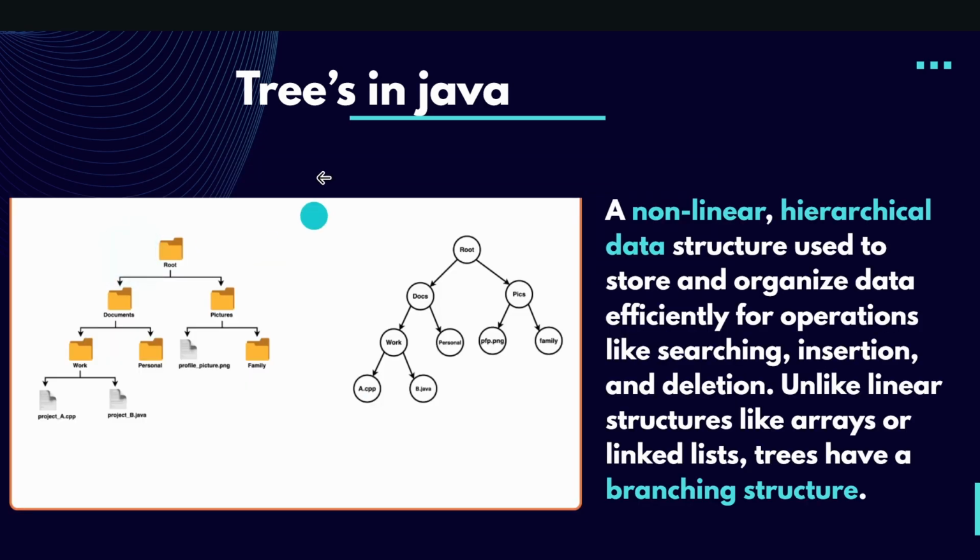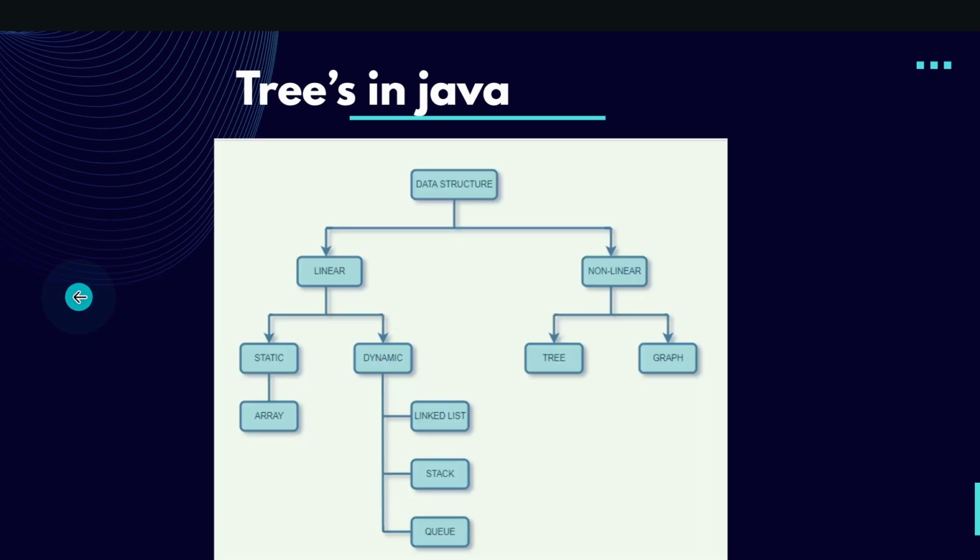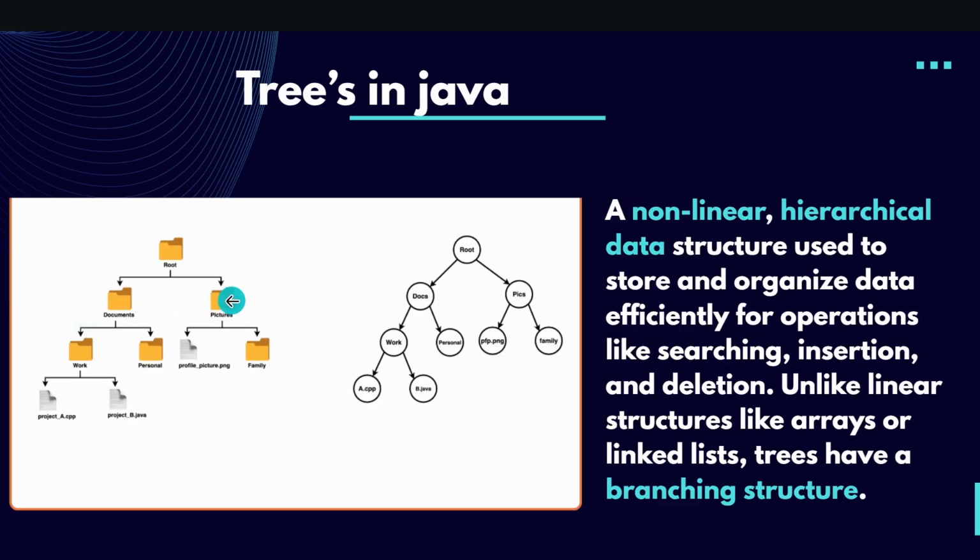You can see in this structure the node which has no parent. Documents has a parent, which is the root. Pictures also has a parent, which is the root. But the root does not have any parent, so this is known as the root, the ultimate one. You can also see the working folder has a parent called documents. The family folder has a parent called pictures. In a similar way, parent and child nodes are represented: the pictures folder represents the parent and the family folder represents the child.